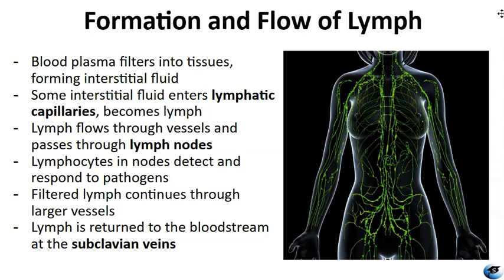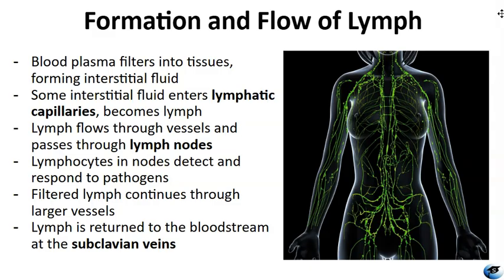But not all of this fluid is reabsorbed directly into the blood. A portion of it, which is about 3 liters a day, enters lymphatic capillaries, and at this point the fluid, again, is named lymph. Now, lymph flows through a series of lymphatic vessels, which are structured similarly to veins and also include one-way valves to maintain forward flow. And then along the path, lymph is directed through lymph nodes.